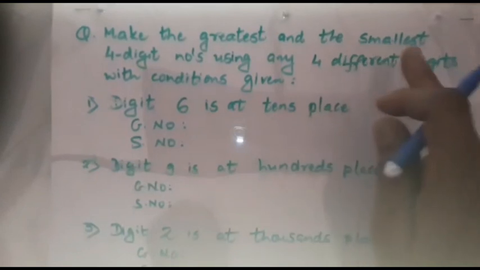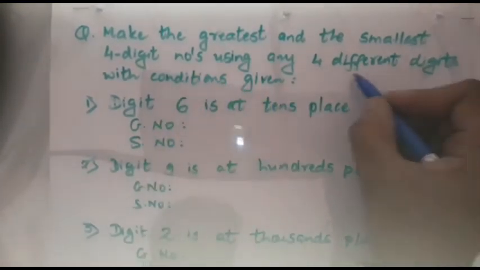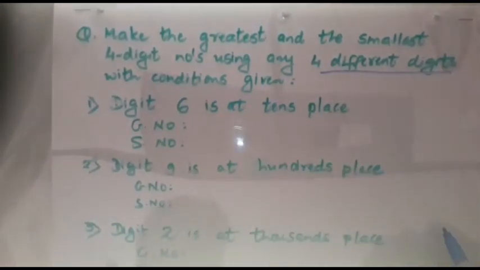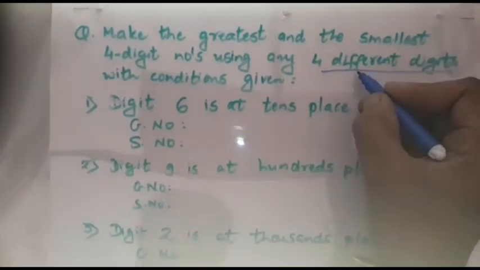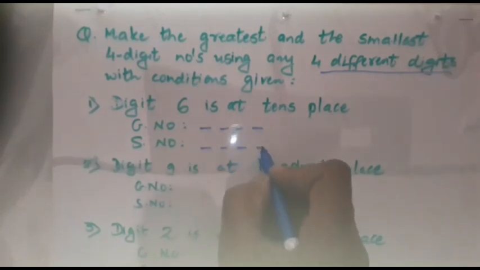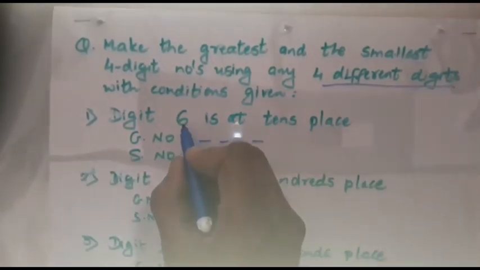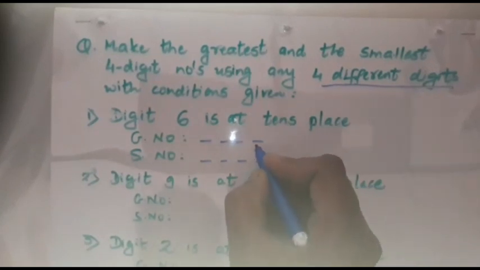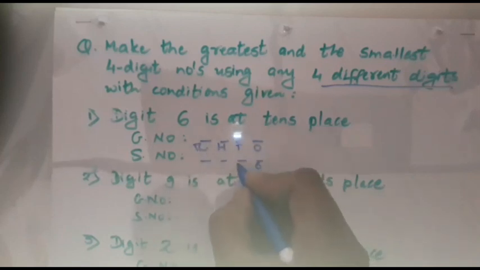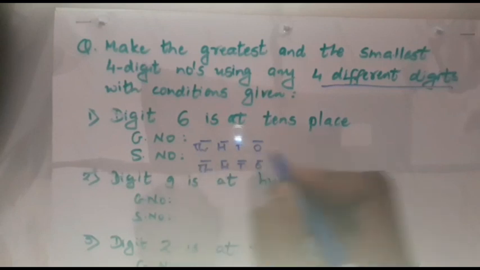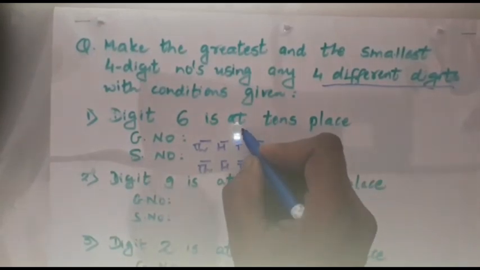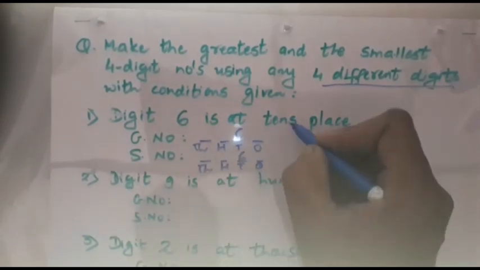Make the greatest and smallest 4-digit number using any 4 different digits with the conditions given. So here you have to apply the conditions. Now you have to form 4-digit numbers, so I will make 4 blanks over here. Now 6 is at the tens place. As you know, this is the ones place, tens, hundreds, thousands. First of all, apply the condition given. So 6 is at the tens place, so I need not alter it. 6 should remain at the tens place only.